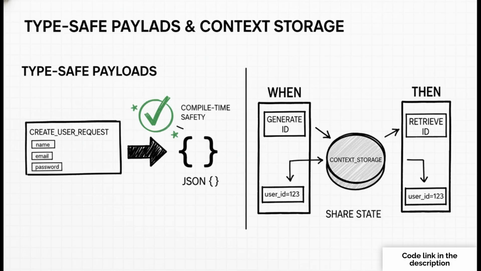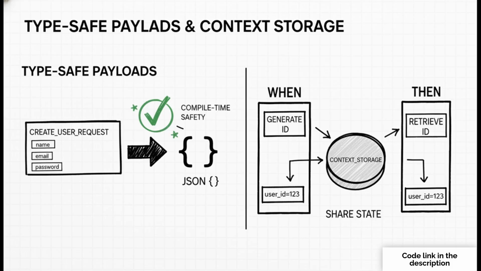All right, two final pieces of our test infrastructure. First, instead of building raw JSON strings, we use typed Java objects like CreateUserRequest for our API payloads. This gives us awesome compile-time safety and just lets Jackson handle the conversion automatically. Second, since Cucumber steps are stateless by default, we use a ContextStorage bean. It's basically a simple map managed by Spring that lets us share state like a newly created user's ID between the when and then steps of a scenario.